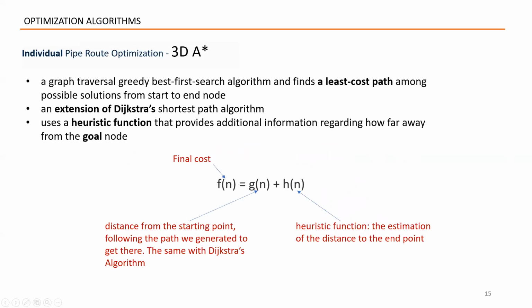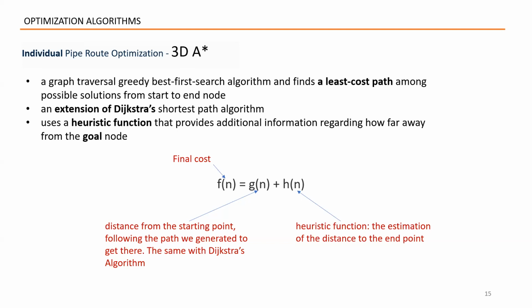Next one, optimization algorithm. The first one is Dijkstra algorithm. I'll not talk about it because we have learned it in the class already. The next, for individual PEP route optimization, is 3D A star. A star is a searching algorithm used to find the shortest path between an initial and a final point. It's kind of an extension of Dijkstra's shortest path.